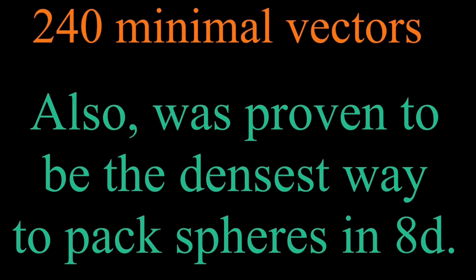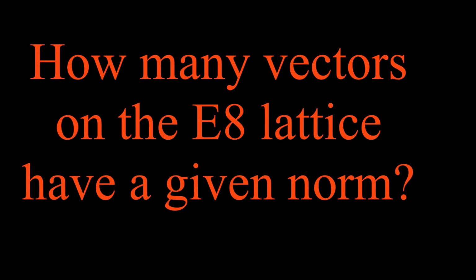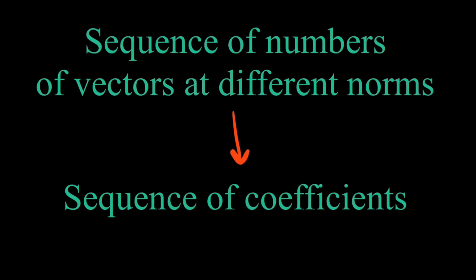The central question of this video is, how do we count how many points on the E8 lattice have a certain norm? To solve this problem, we will introduce a special type of function that gets associated to any given lattice. That's the lattice's theta function. Take the sequence of how many vectors are at each norm for the lattice. So for instance, how many vectors have a norm 0, 1, 2, 3, and so forth? If you take this sequence of numbers, you can construct a generating function that has these numbers as the coefficients.